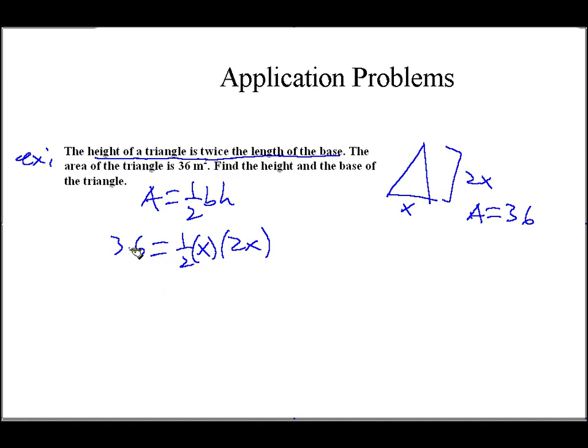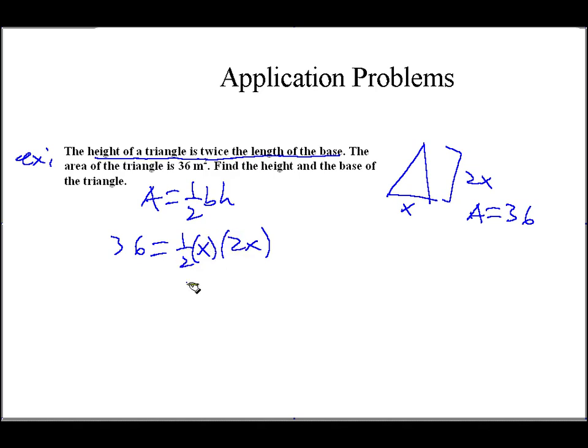Okay, so we left off with this equation here, right? Area is one half base times height for the triangle. And we said the height of the triangle is twice the base. So there it is: one half times the base, which is x, times the height, which is 2x, and the area is giving us 36 square meters. So we're solving this standard quadratic equation.